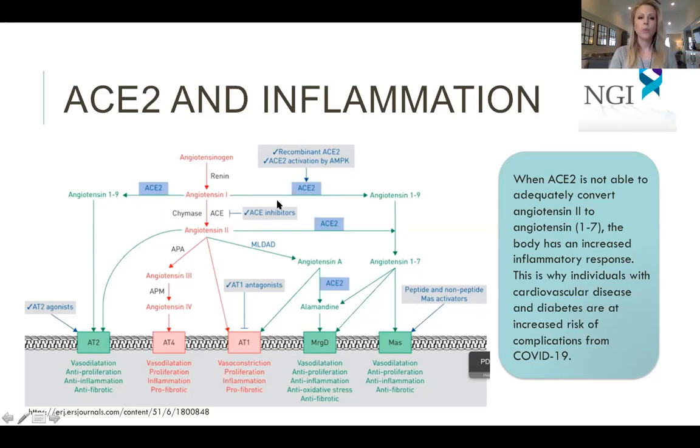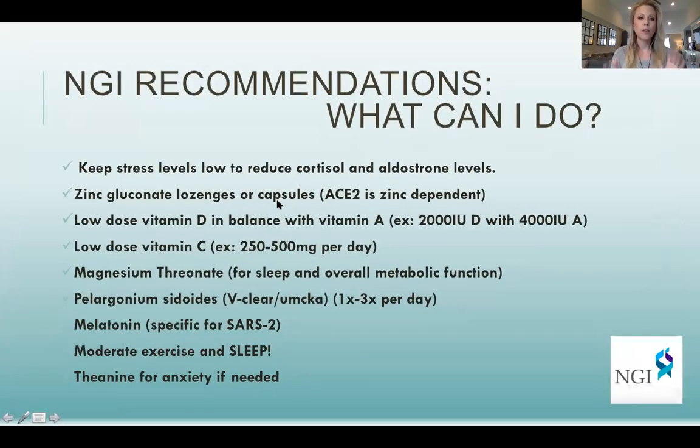All right, so what do we need to do about this? What are some of the things we can do? This is kind of the basic things that NGI is recommending right now. Of course, we can do more if we know your genetics, so that's certainly something you can ask us about. But one of the main things you want to do, which is really hard right now, is keep your stress low. So we want to reduce cortisol, we want to reduce aldosterone. And remember, cortisol actually activates this process.